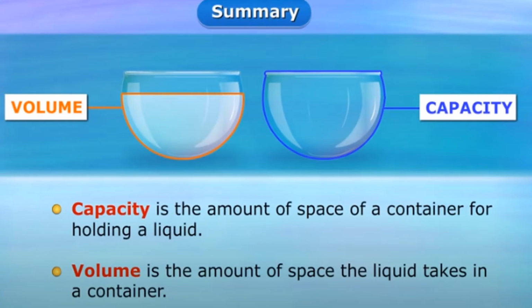So the capacity of this container is the whole container. It's everything that we see here. And now what is the volume? Volume is the amount of space the liquid takes in the container. So we can see the volume. There is some liquid in this container and it doesn't occupy all of the container. So this is the volume, the amount of space the liquid takes in a container.